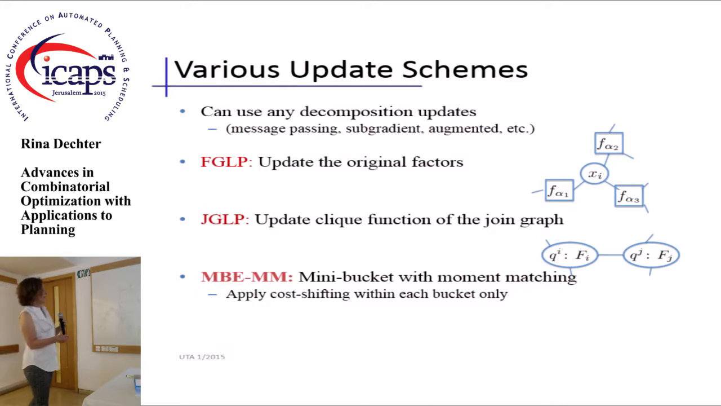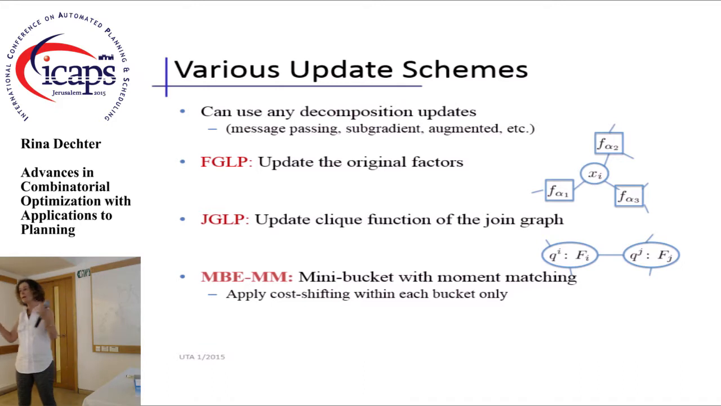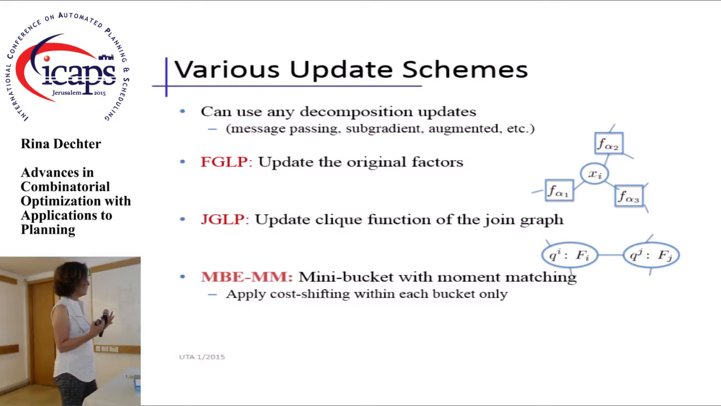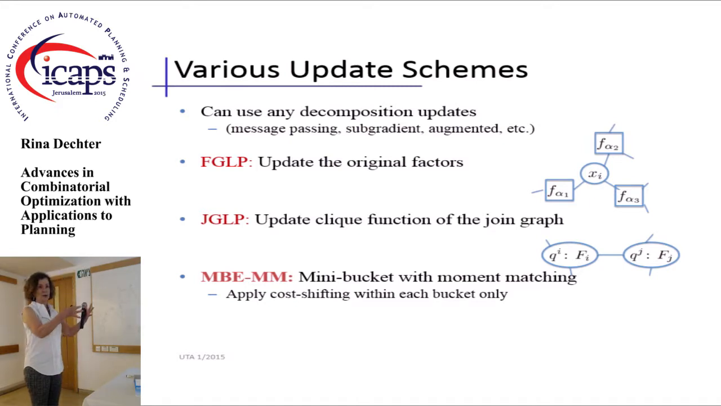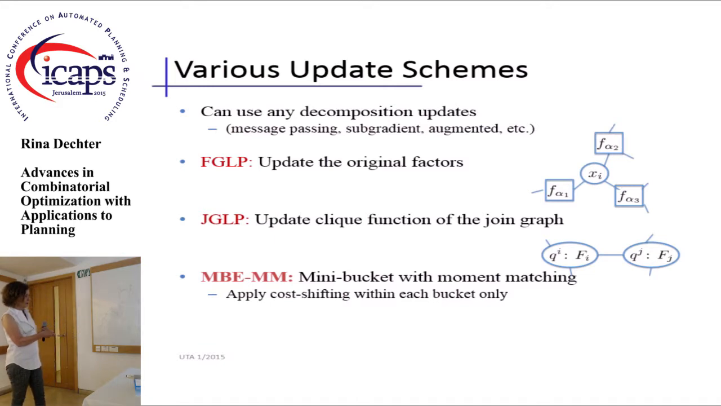JGLP and MBMM are ideas of how to combine the mini bucket with this idea. We are doing something similar, but our functions are big, not just a single function. We take many functions and combine them into a cluster, and we are operating at a higher level of accuracy. So JGLP is the idea of first clustering functions into clusters, then treating each cluster as a function, and passing messages between the clusters. This is the joint graph linear programming, and I will elaborate soon.